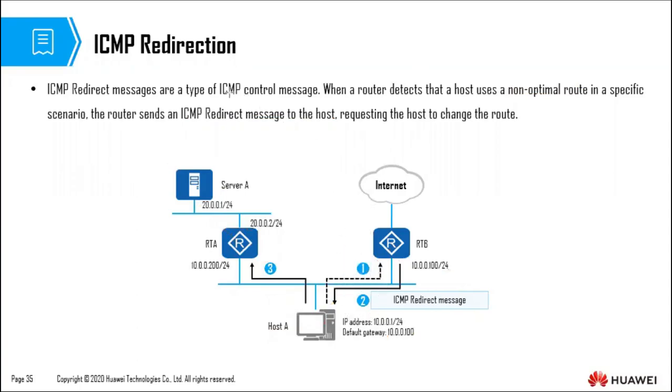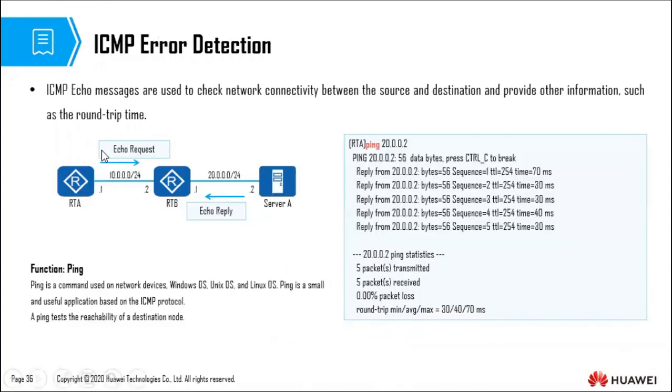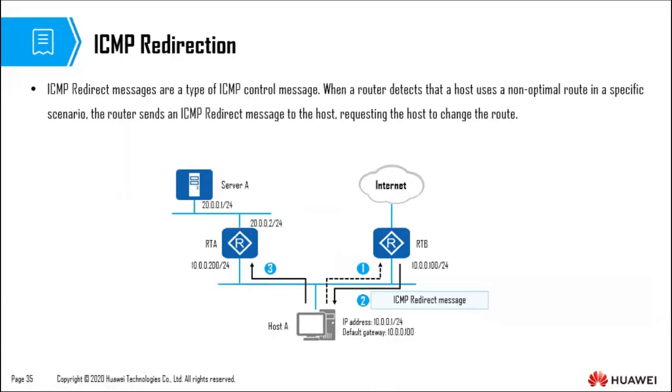Anyone with a question? Okay. Yes, it will dynamically change the gateway address just for that particular connection. Otherwise, if it needs to go to the internet, it will continue to use the default gateway that has been configured.